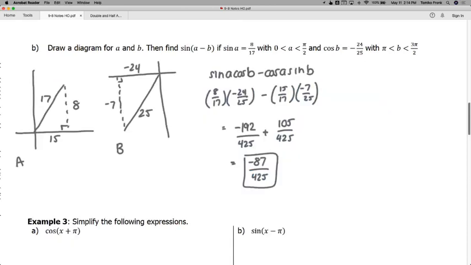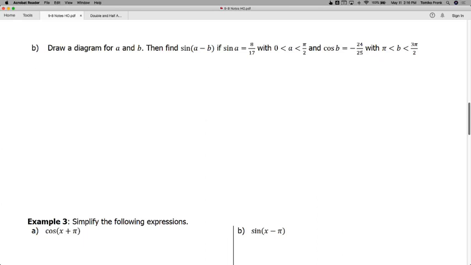All right, final answer for B, negative 87 over 425. Check your diagrams, make sure everything is in the right quadrant, and you've got the signs correct for sine and cosine there. All right, let's go on to example 3. We want to simplify the following expressions here. I'm going to do A and B with you guys, and then you'll try C and D on your own.